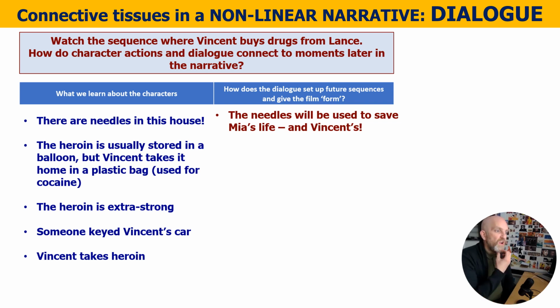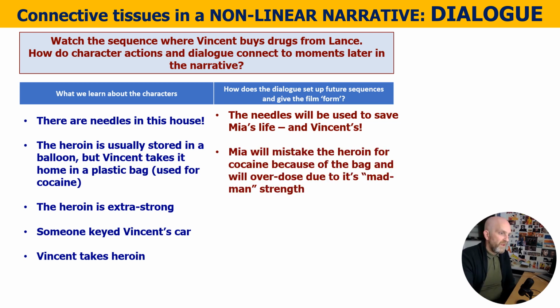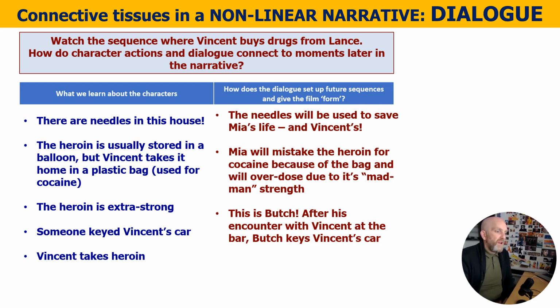We now understand why Vincent takes Mia after she overdoses to Lance's house. They've got adrenaline and needles in the house. We now understand why Mia has an overdose. She mistakes heroin for cocaine. The reason we know that is because, as we've already been told, heroin is usually stored in a balloon, but he takes it in a plastic bag, which is used for cocaine. So we now understand why Mia mistakes heroin for cocaine.